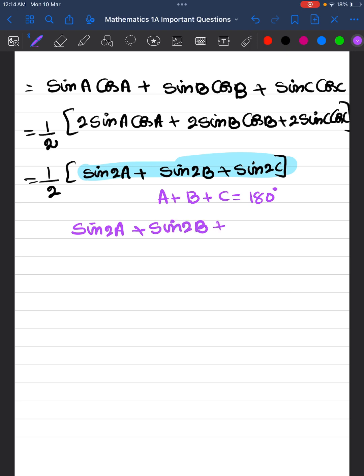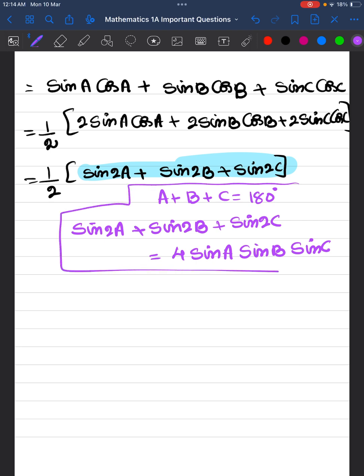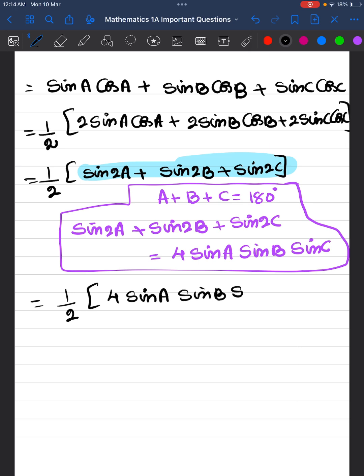If you simplify this using transformations, we'll get the value as 4 sine A sine B sine C. You must remember this formula. Why? Because this formula we are applying in inverse trigonometric functions as well as in properties of triangles also. So try to remember this as a formula. So sine 2A plus sine 2B plus sine 2C can be replaced by 4 sine A sine B sine C.